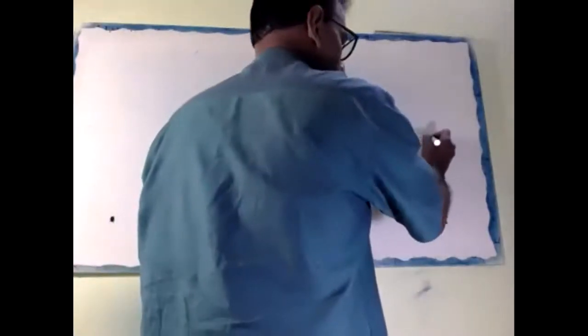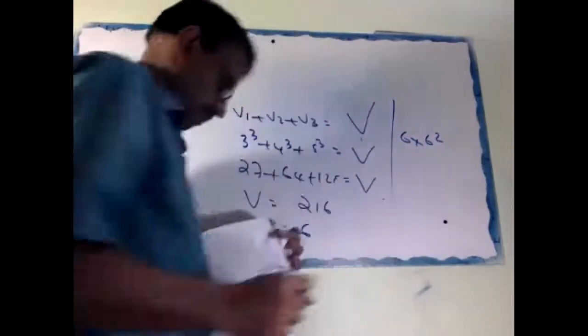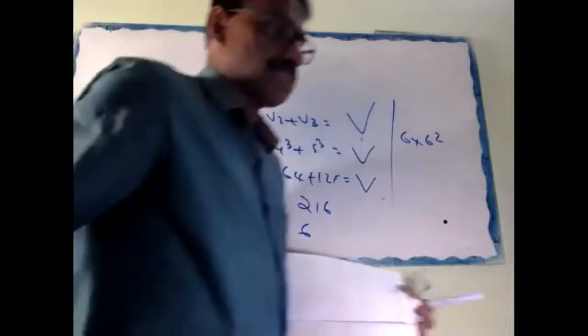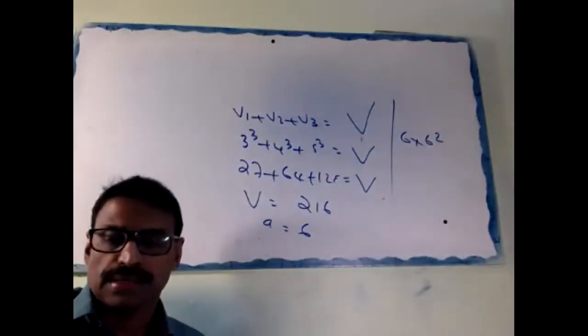Then we have to find out the surface area. 6 into 6 square. How much is that? So the side is 6, and the surface area is 216.